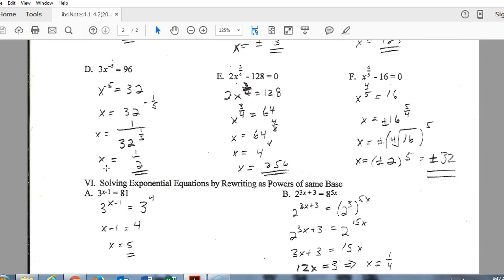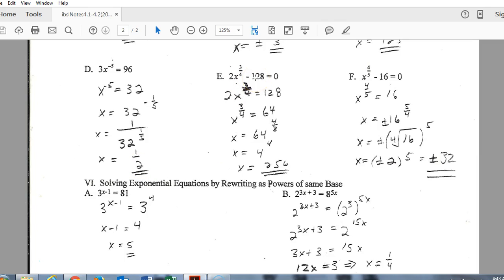Last few over here. So again, part D, dividing both sides by 3. Raising both sides to the negative 1/5 power would get x by itself. So fifth root of 32 is 2. And because you had that negative exponent, that 2 is going to go on bottom.